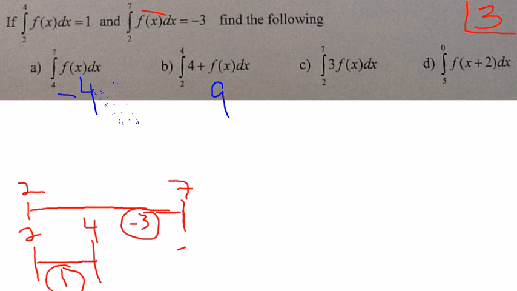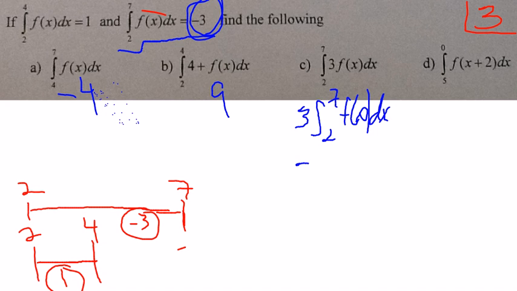Okay, so C, I think C is actually pretty easy. It asks for the integral of 3 times f of x from 2 to 7. Well, I have the integral from 2 to 7 of f of x, so I'm just going to rewrite that, and we do this a lot when we do integration, like u-substitution. So this is 3 times the integral from 2 to 7 of f of x dx, which I know is negative 3. So it's 3 times negative 3, which gives me negative 9. So that's the answer for that one, negative 9.